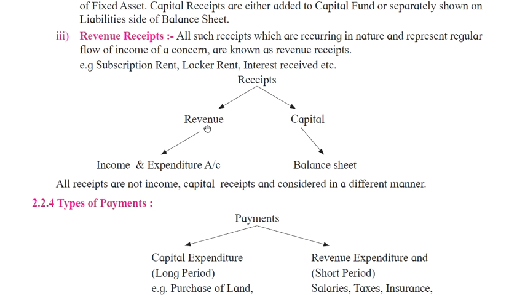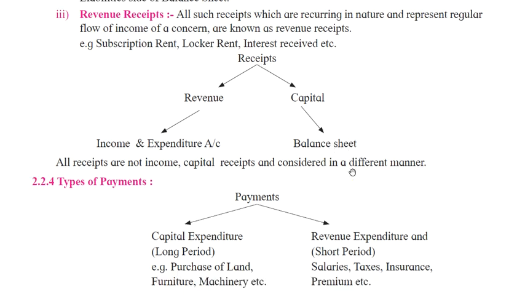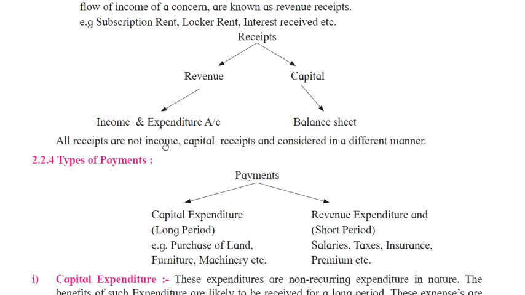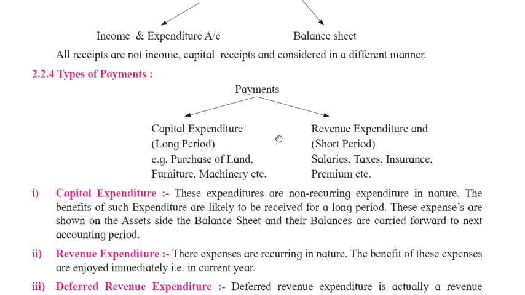So receipts are of two types: revenue receipts and capital receipts. Revenue receipts come in the income and expenditure account, and capital receipts will come under the balance sheet. All receipts are not income, and capital receipts are considered in a different manner. We'll see it while solving the problem, so we can understand it properly.